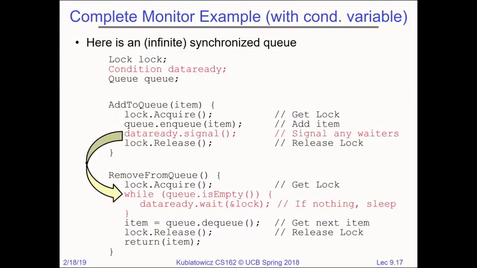Now, the signal, in principle, wakes up somebody. So if you go to sleep because there's nothing on the queue and somebody adds to the queue, you'll be woken up. And one item will get woken up. So if there's 12 people sleeping on the queue, one of them gets to dequeue the item.